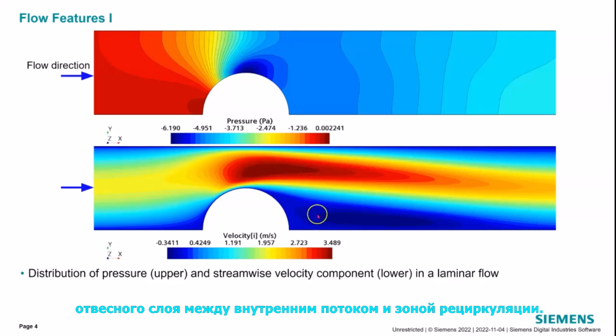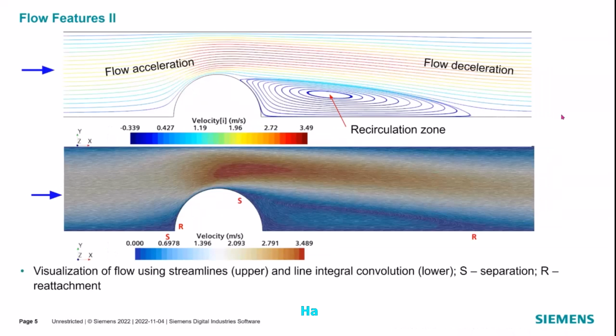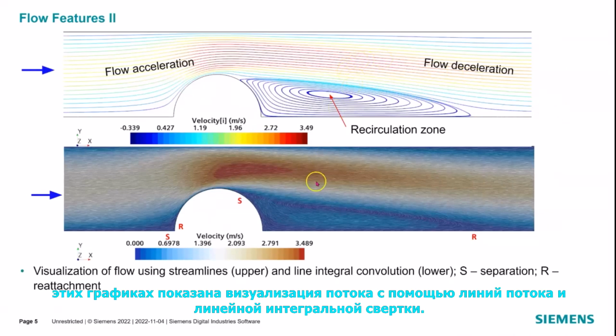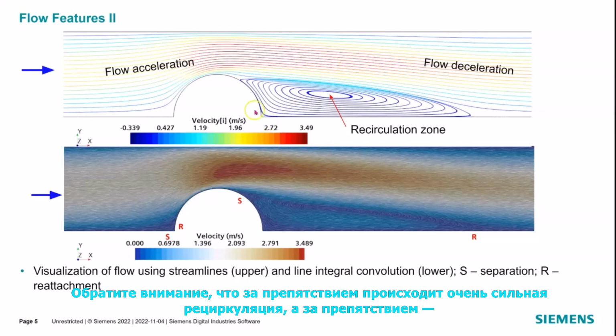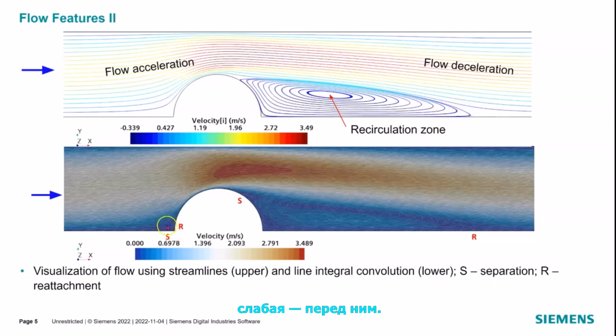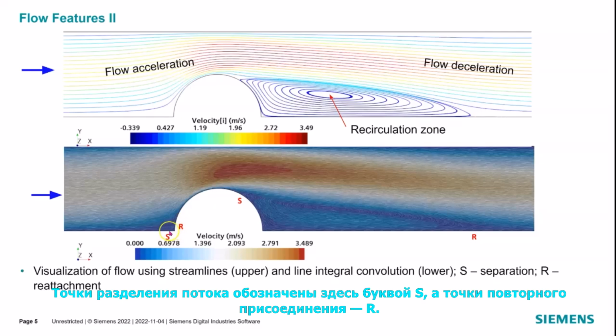the recirculation zone. These plots show the visualization of the flow by streamlines and line integral convolution. Note that there is a very strong recirculation behind the obstacle and a weak one in front of it. Flow separation points are denoted here by S and reattachment points by R.